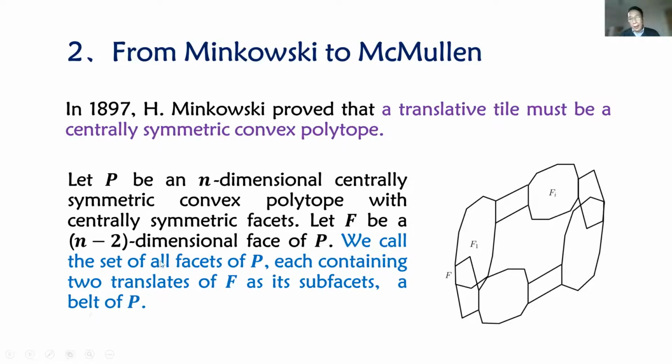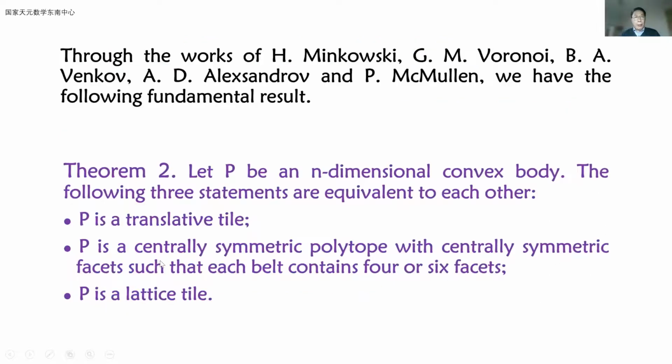Then, through the work of many famous mathematicians, including Minkowski, Voronoi, Venkov, Alexandrov, and Peter McMullen, we now know there is an if-and-only-if result. The result, put together, is Theorem 2.